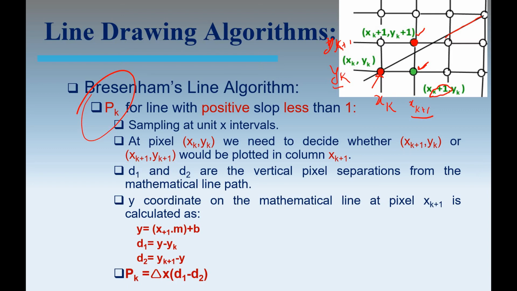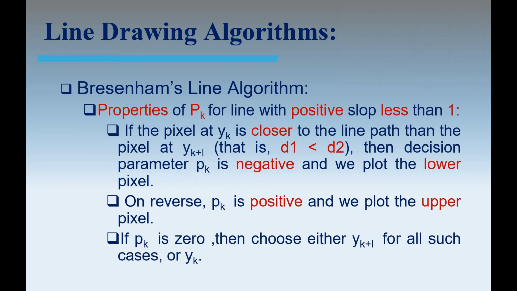The y coordinate on the mathematical line at pixel xk plus 1 is calculated as y equals m(xk plus 1) plus b. This is the formula of a line. And d1 is equal to y minus yk, d2 is equal to yk plus 1 minus y, and pk is equal to delta x times (d1 minus d2). So this is a formula for the mathematical line, but in pixel form we have another formula. We will discuss this.